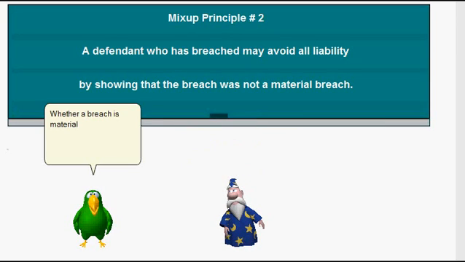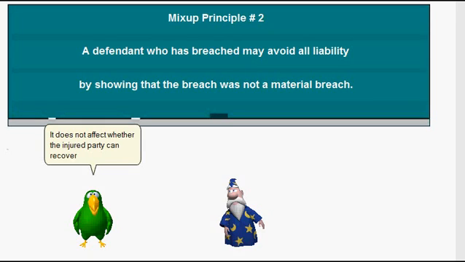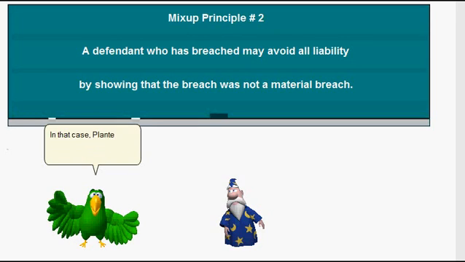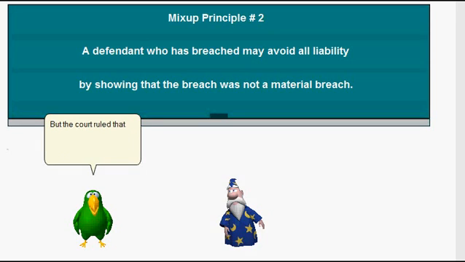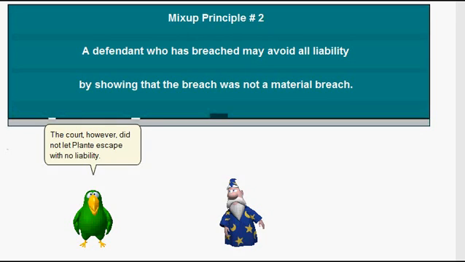Whether a breach is material or not determines only whether the injured party's performance is excused. It does not affect whether the injured party can recover damages. For example, think back to the Plenty v. Jacobs case. In that case, Plenty promised to build a house for the Jacobs. In building the house, though, he made a number of mistakes. The Jacobs, therefore, did not want to pay him for building the house. But the court ruled that they had to pay him because his breach was not material. The court, however, did not let Plenty escape with no liability.